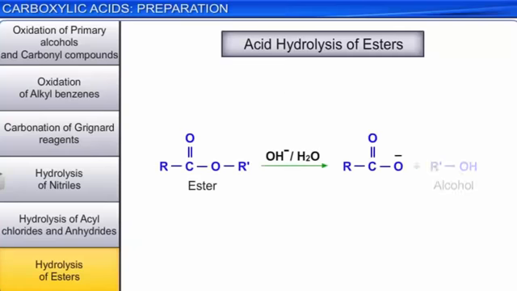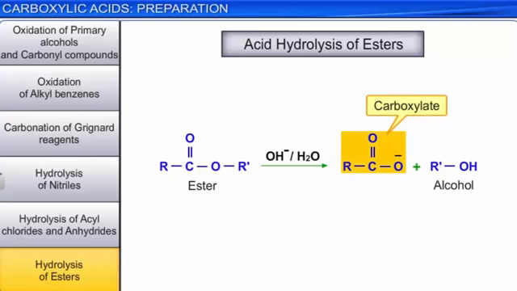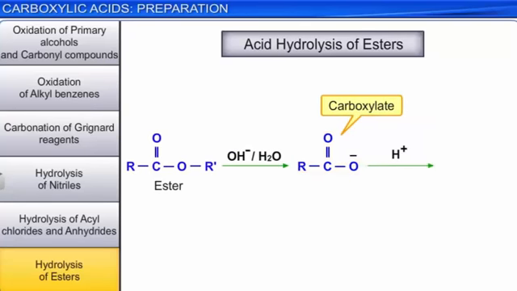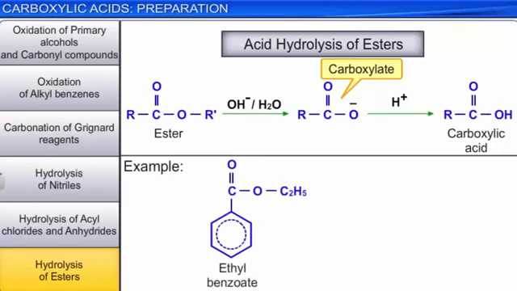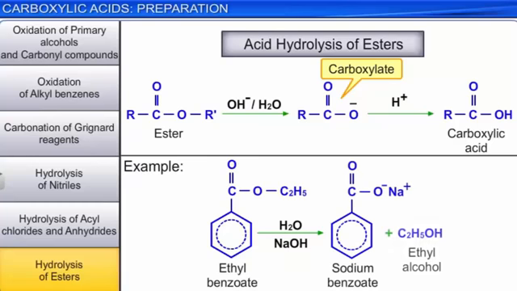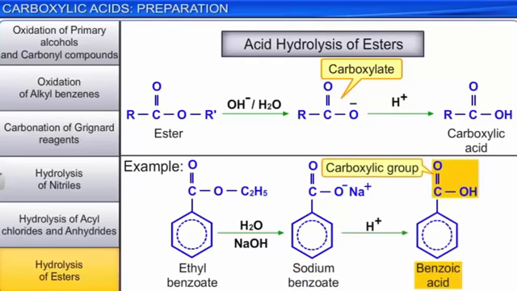Alkaline hydrolysis of esters, on the other hand, first results in the formation of carboxylates, which on acidification give the corresponding carboxylic acid. For example, on boiling with aqueous sodium hydroxide, ethyl benzoate gives sodium benzoate and ethyl alcohol. Acidification of sodium benzoate gives benzoic acid.